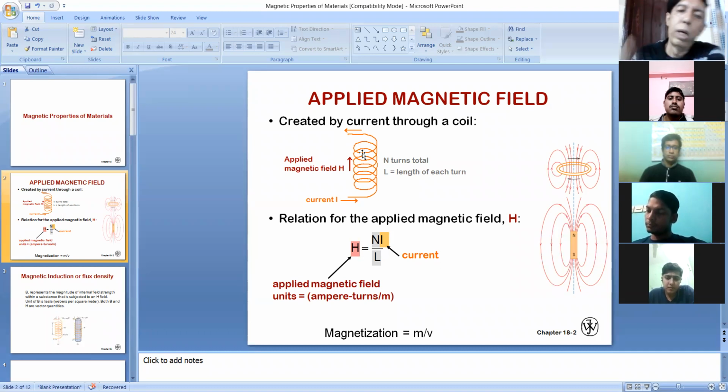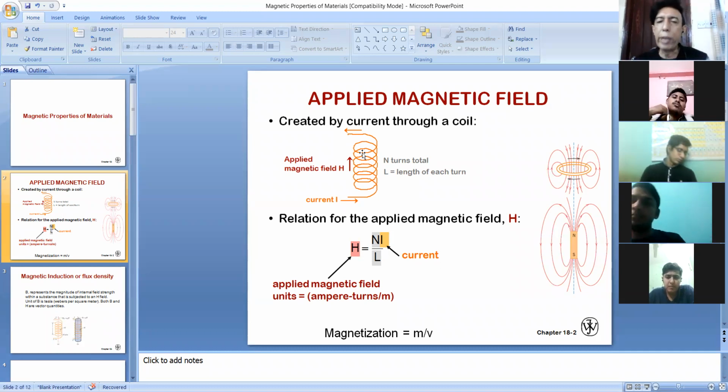So the strength of the magnetic field that is produced by the current depends upon the total number of turns, the amount of current and the length of the coil. The unit of this magnetic field is ampere turns per meter.